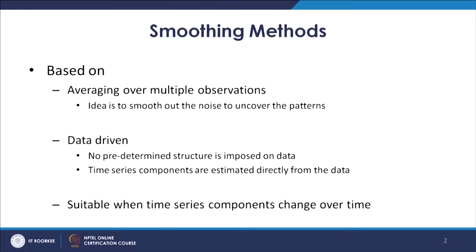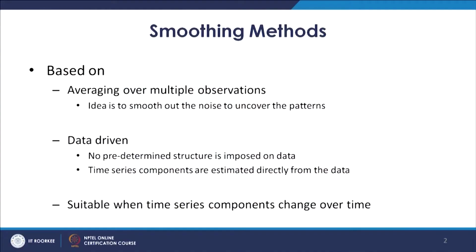So, let us start with a quick recap of what we discussed in the previous lecture. We talked about smoothing methods, which are typically based on averaging over multiple observations. The main idea is to smooth out the noise to uncover the patterns. The patterns could be the time series components like trend, seasonality, and level. These are the three components. We would like to smooth out the noise part and uncover these patterns. It is data driven, so we do not impose any predetermined structure.